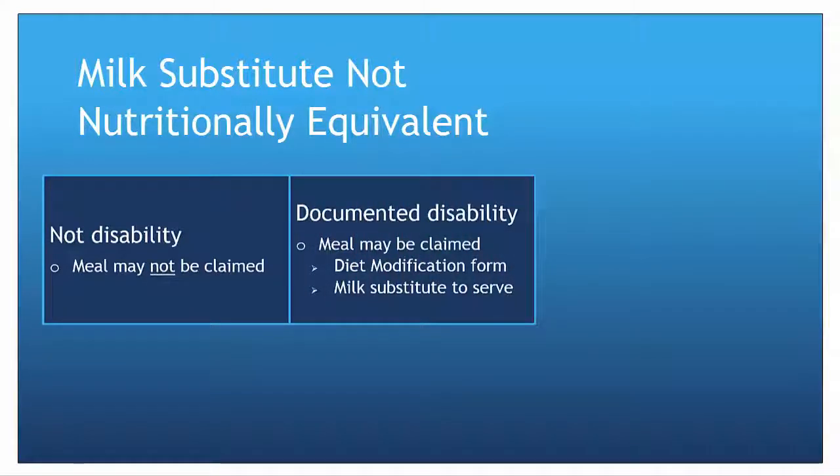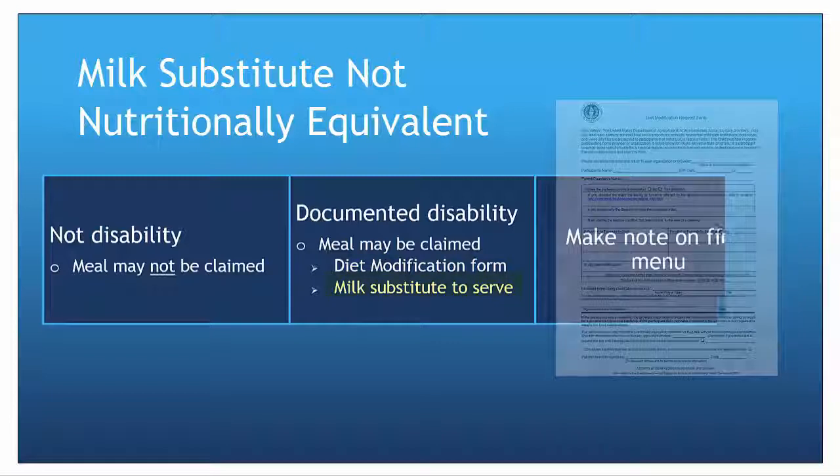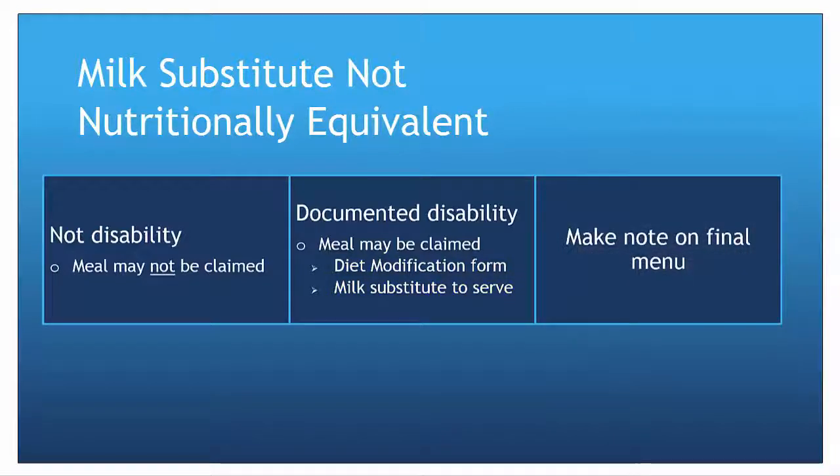Meals including milk substitutes not nutritionally equivalent to cow's milk may not be claimed for reimbursement unless the participant has a documented disability. If this is the case, a diet modification request form must be on file documenting the disability and the milk substitute to be served. Non-dairy beverages must be noted on final menus when served. This topic will be covered further in Lesson 3.